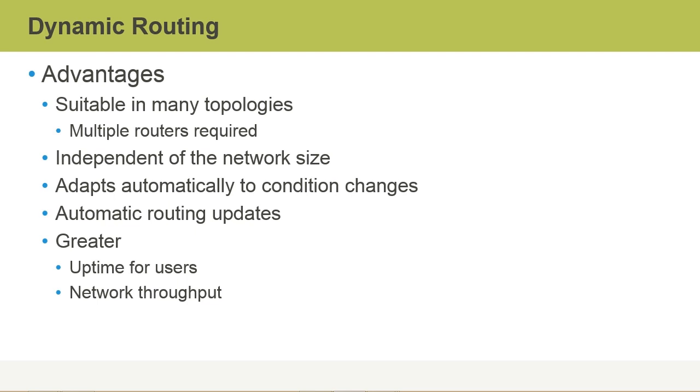Also, dynamic routing protocols facilitate change on the network. As changes are made to your network infrastructure, the protocols communicate that out to the other routers, so the updates are automatically applied throughout the enterprise. That's a huge advantage over static routing, where you would have to manually program each of the routers yourself. So you do get greater uptime for the users, and you do get greater network throughput.